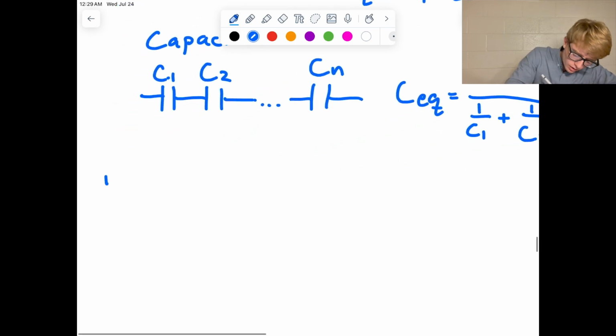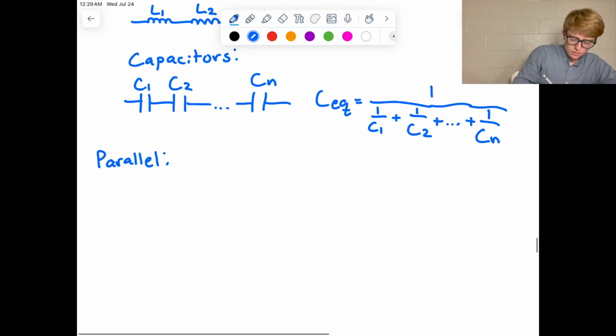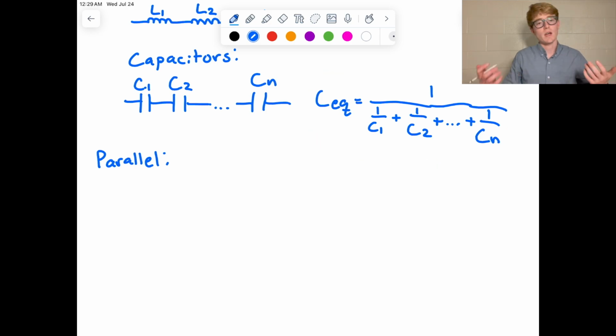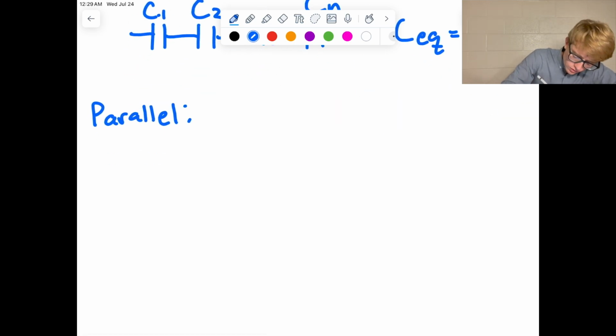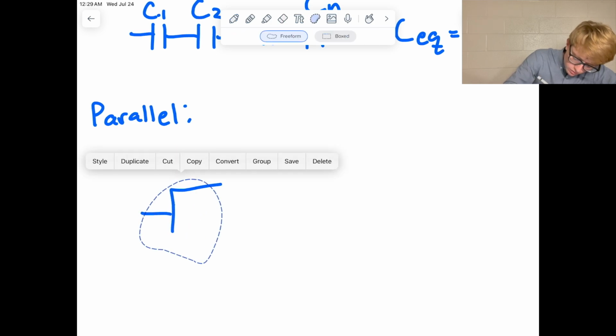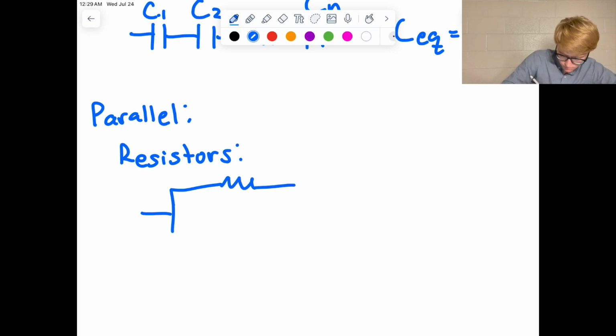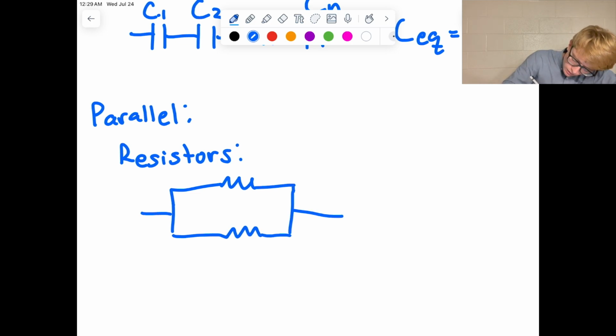Now let's talk about parallel. Now everything's going to flip. Basically, the resistors and inductors are going to start using this equation here, and the capacitors will be our simple one this time, and we'll just add. We'll write it out explicitly. Let's talk about resistors first. Move this down a little bit. So resistors, in parallel: R1, R2.